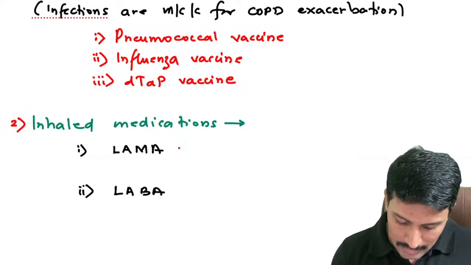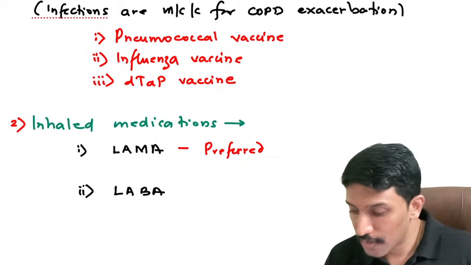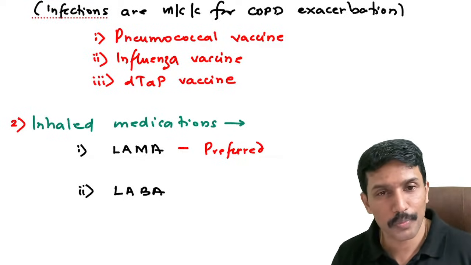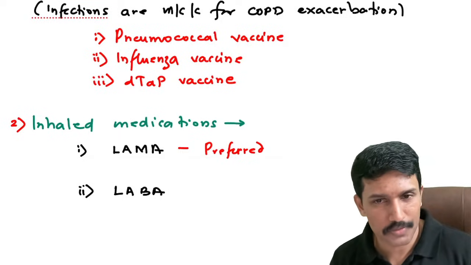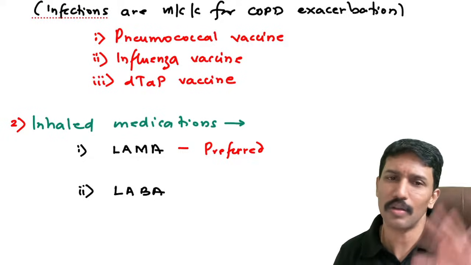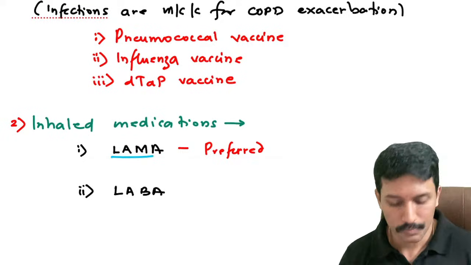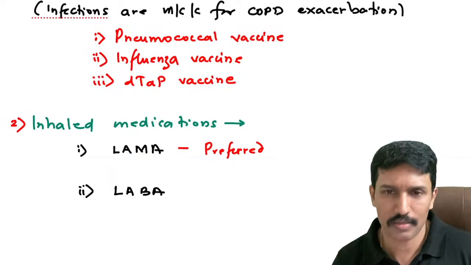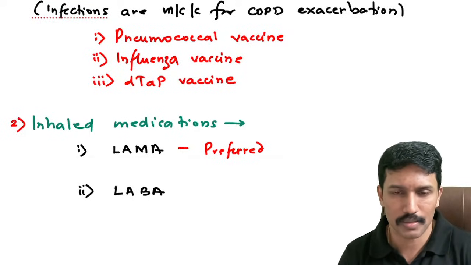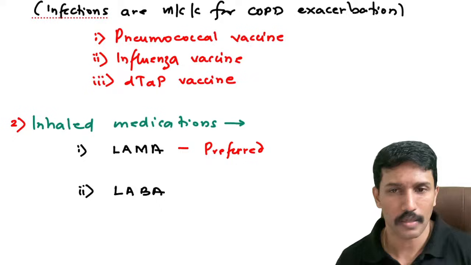Now LAMA is the preferred medication for COPD. LABA was preferred for asthma, but for COPD, LAMA is preferred. Why is LAMA preferred? In terms of efficacy, it's not greater than LABA, but it has an added advantage. So what is the added advantage? Not required for you to write in the answer sheet, but in the viva or OSCE, your teachers might ask: why would you prefer LAMA over LABA for COPD and LABA for asthma?